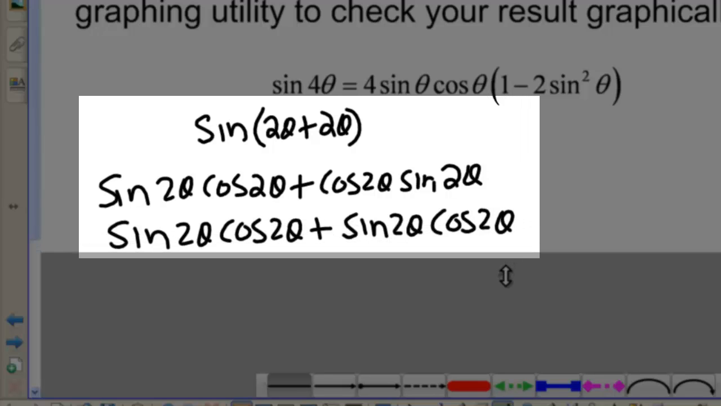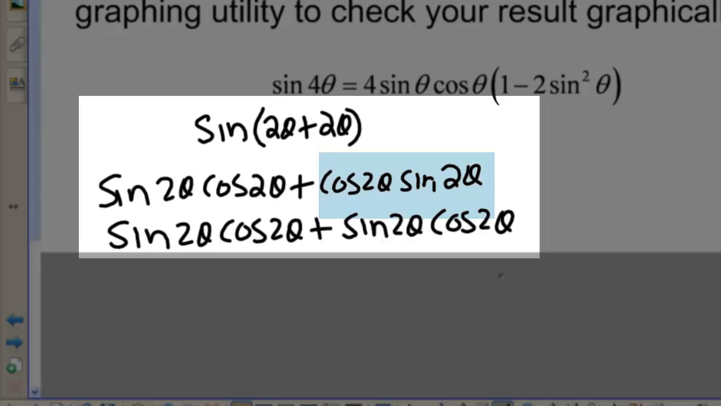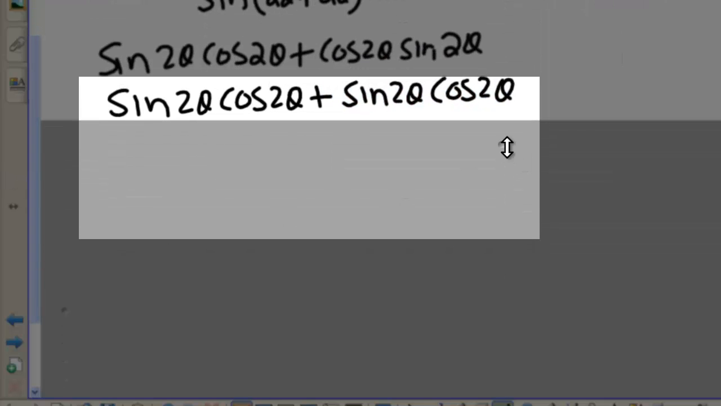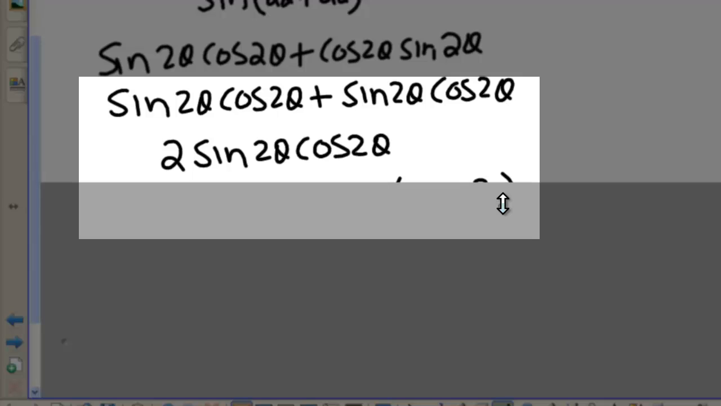Well, how many of those do I have? I can use the commutative property of multiplication to rewrite cosine 2 theta sine 2 theta as the sine of 2 theta cosine 2 theta. And then you have like terms. I have two of the same term. So I have 2 sine 2 theta cosine 2 theta.